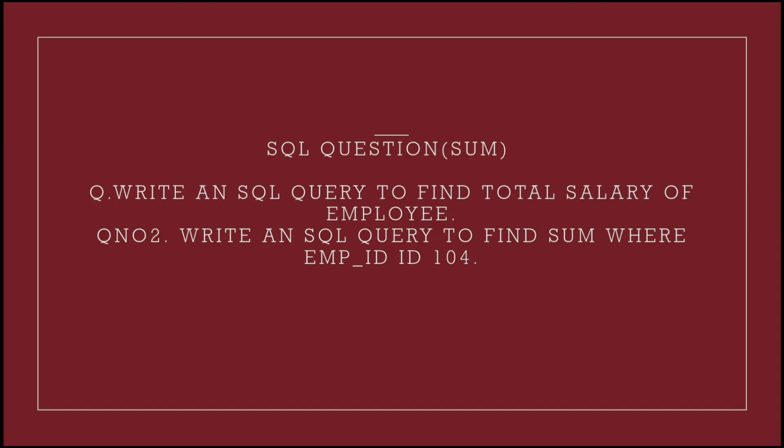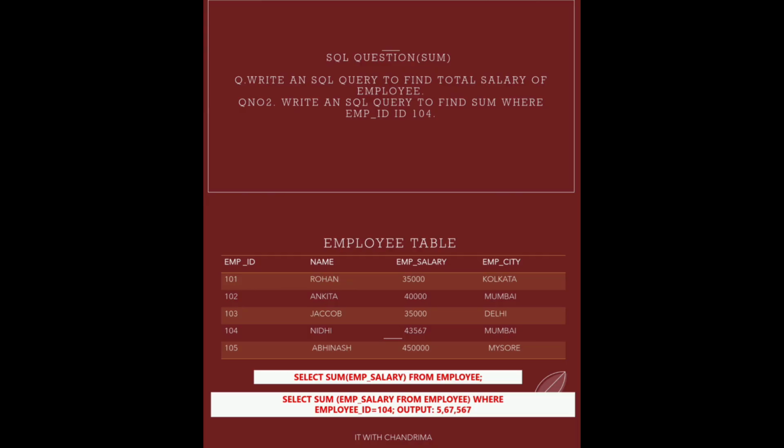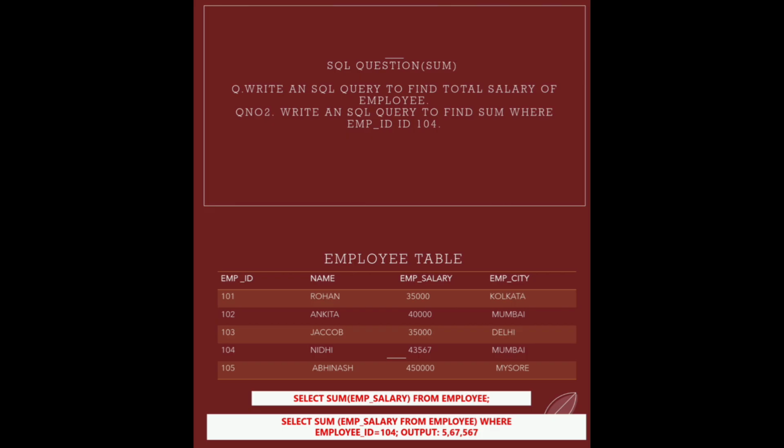We will discuss SQL queries with the sum function. For the first question, write an SQL query to find the total salary of employees. Question number 2, write an SQL query to find the sum where employee ID is 104. In the next slide, we will be looking at the employee table with SQL query answers. Under this table, in the lower portion, we can see select sum(employee salary) from employee. This is the answer of the first query of sum from the previous slide. Next we have select sum(employee salary) from employee where employee ID is 104. This is the command of the second query.